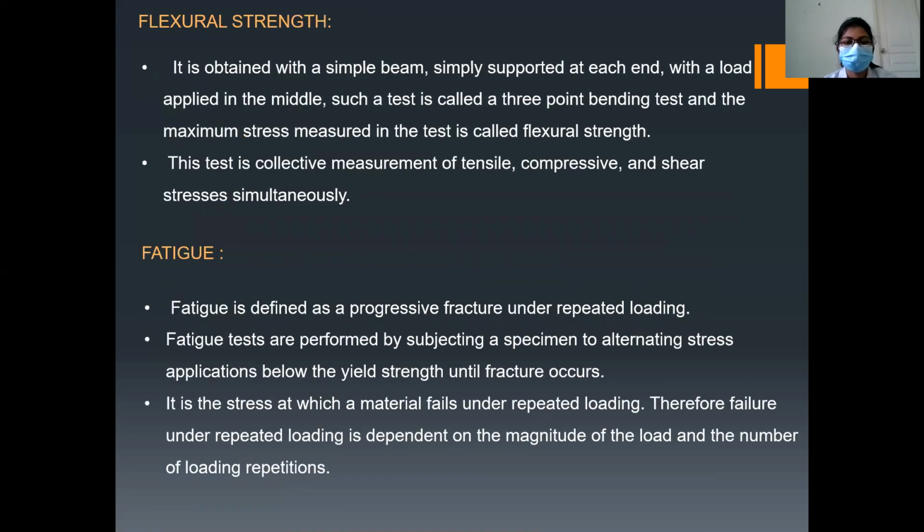Flexural strength. It is obtained with a simple beam simply supported at each end with a load applied in the middle. Such a test is called a three-point bending test, and the maximum stress measured in the test is called flexural strength. This test is a collective measurement of tensile, compressive, and shear stresses simultaneously.